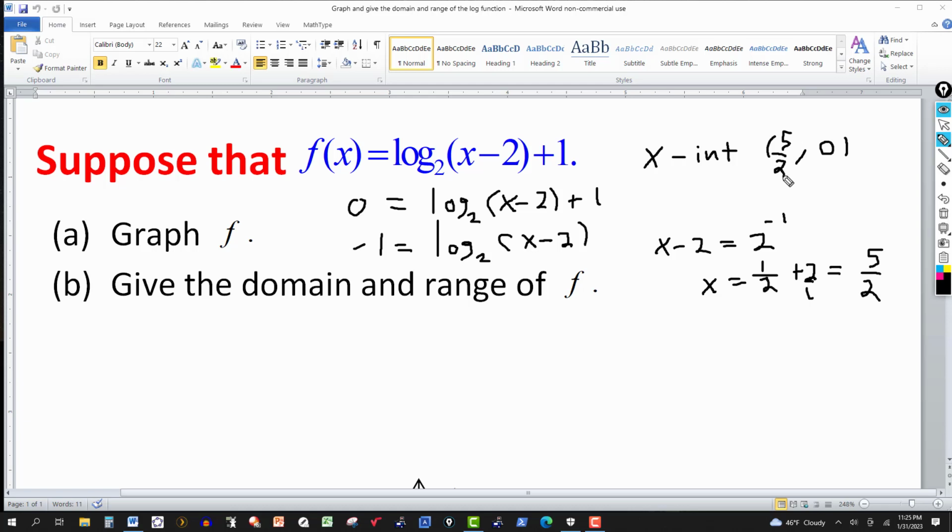And notice, to find the y-intercept, you replace the x by 0. But if you replace the x by 0, you're going to get the log of negative 2. That's undefined. So that tells me that it does not have a y-intercept.